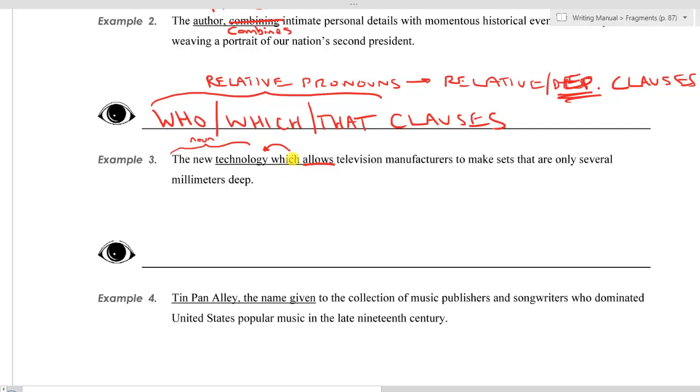The way that we can create a main verb is by taking that allows out of the relative dependent clause and just writing the new technology allows television manufacturers to make sets that are only several millimeters deep. And now we have an independent clause, we have a complete thought, we no longer have a fragment.